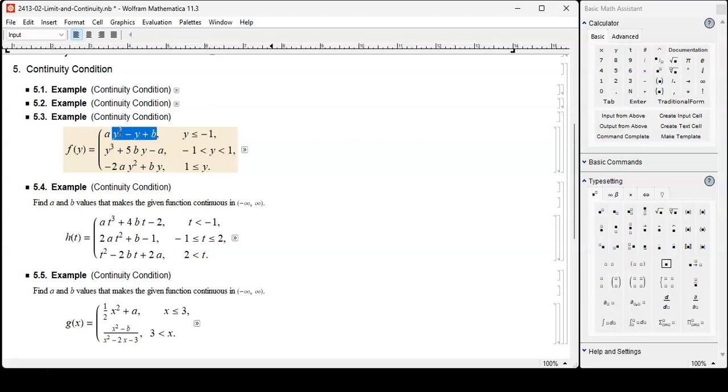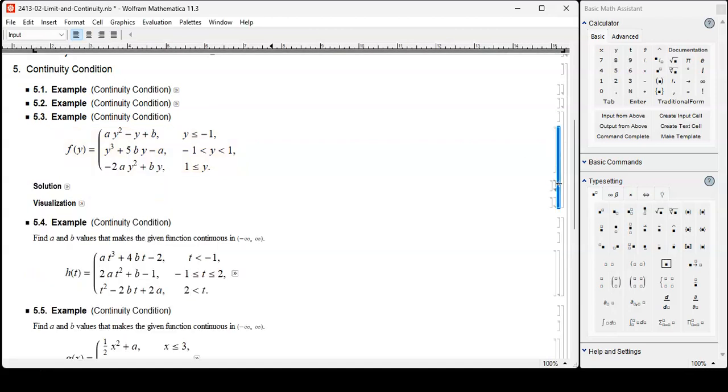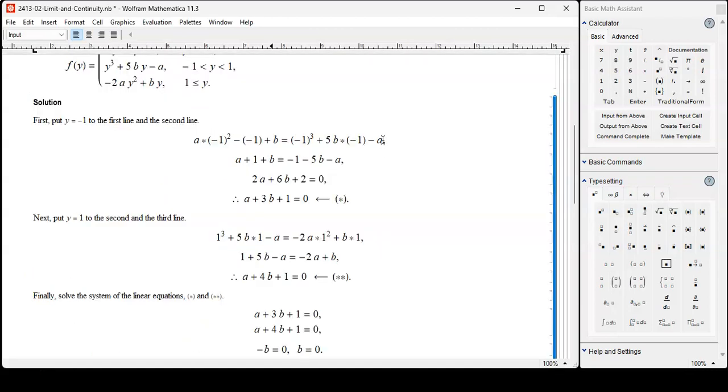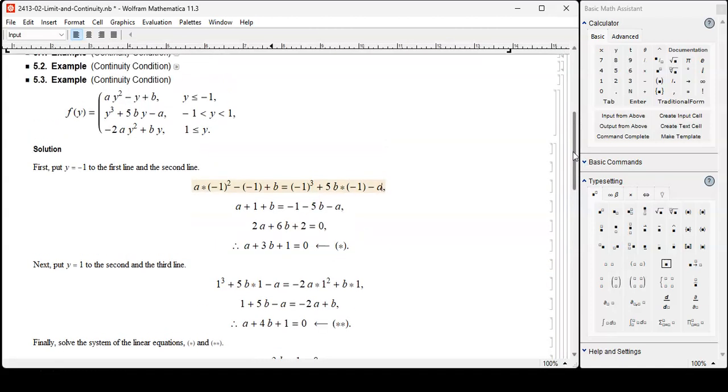Y equals to -1 in the first line and -1 in the second line. Set them equal to each other. Y equals to +1 in the second line, +1 in the third line. Set them equal to each other. That way we're going to get two equations. So the first line and the second line equal to each other.